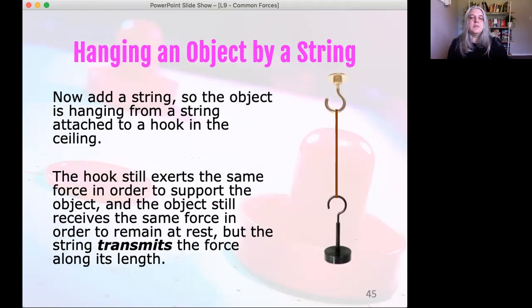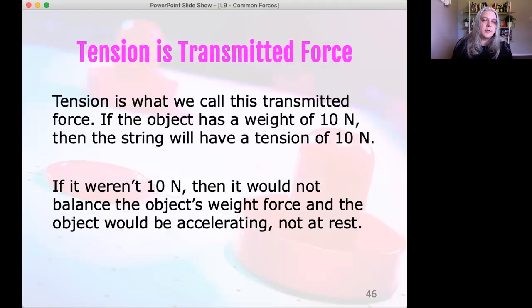But what happens if you instead use a string to hang the object off the hook? You're still getting a force exerted onto the hanger to stop it falling down. That's the whole point of hanging something. You must have a force onto that hook that is preventing it from accelerating downwards. And that force must still be coming from the hook attached to the ceiling, because that's the only thing it's attached to. But we've got the string in the middle that is somehow transmitting that force along its length. And indeed, that's exactly what it's doing.